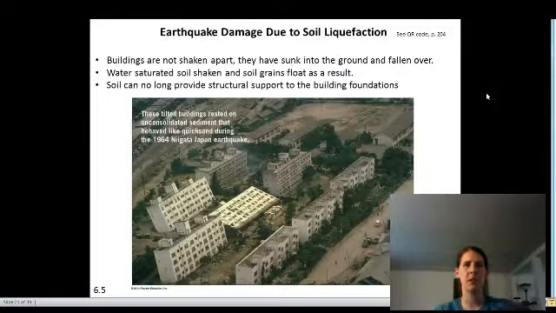This shows damage due to soil liquefaction. So these are buildings that were actually not shaken apart. If you look, they're still 100% intact, right? They've just sunk into the ground and fallen over. This is because the soil here was so saturated with water that when the earthquake happened, basically the soil grains were all suspended within the water that was trapped within their pores, and it created a mud. So what was believed to be a competent soil is actually now basically acting like a liquid. It can no longer provide the structural support necessary, causing these buildings to collapse due to the lack of support.